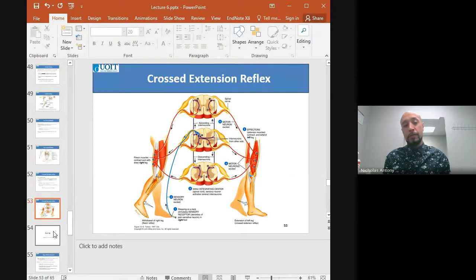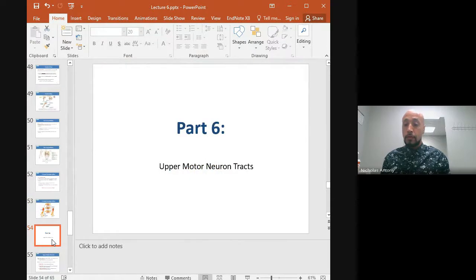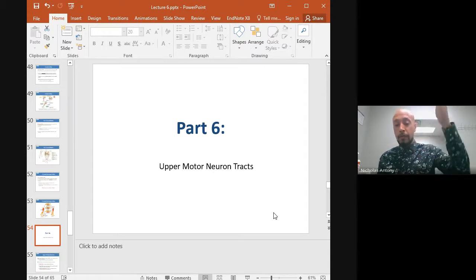This is just a schematic for that. So this is all due to the lower motor neurons and the reflexes in the spinal cord. So when you're checking someone's reflexes, you're checking for the integrity of the lower motor neurons and the spinal cord. If there's an upper motor neuron lesion, you get spasticity.